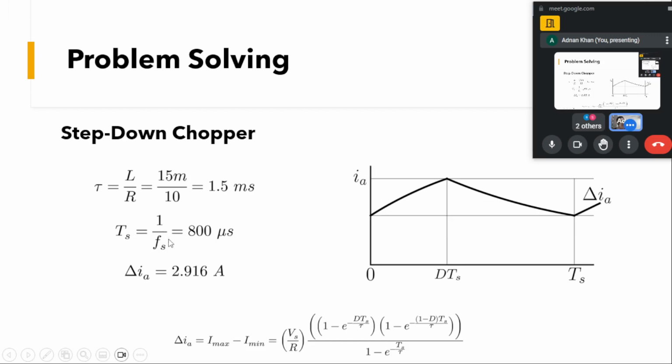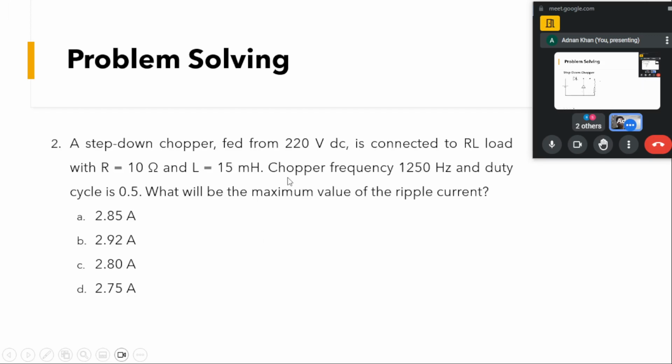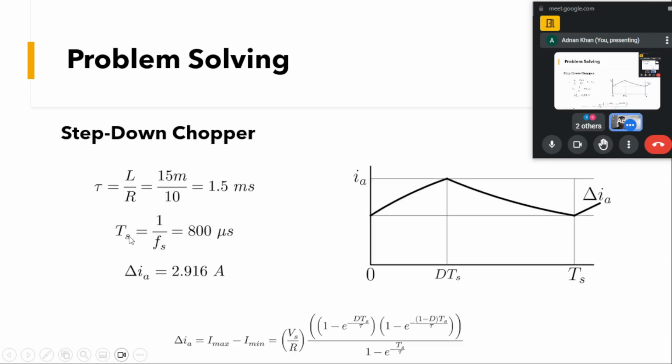What is given to us is the frequency of this switching, this is the one cycle. When frequency is given to us, we can calculate the ts, which will be equal to the inverse of frequency, 1 by fs, and here fs is 1250 hertz. Therefore, after calculating, ts comes out to be equal to 800 microseconds.